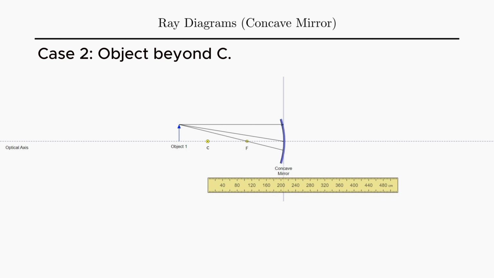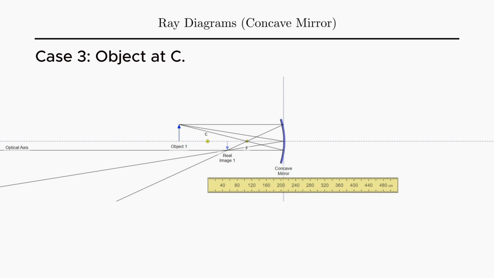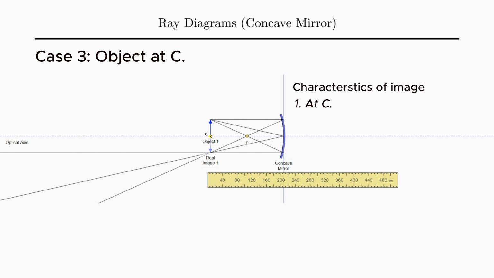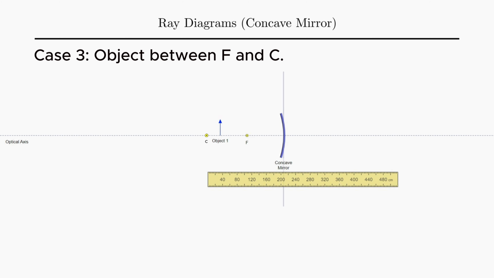By the application of respective rules, an image is obtained between focus and center of curvature, which is diminished in size and is real and inverted. Next case is when the object is placed at C, that is the center of curvature. We again incident the same 3 rays and obtain an image at C, which is of the same size and is real and inverted.